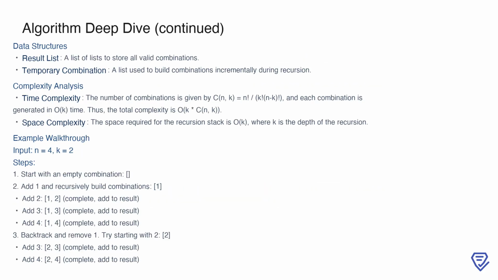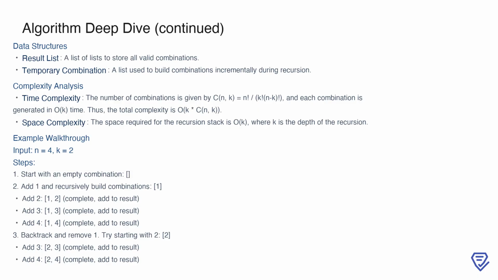To implement this solution, we use two main data structures, a result list and a temporary combination list. The result list stores all the valid combinations, while the temporary combination list helps in building combinations incrementally during recursion.